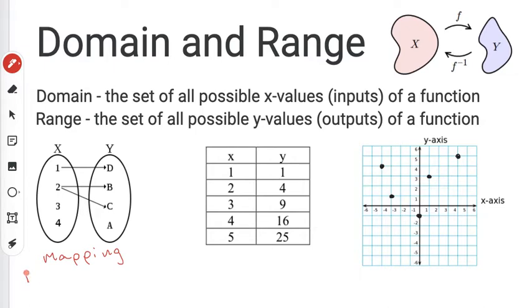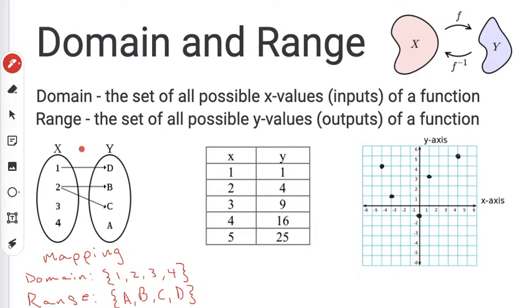So we already know what the domain is. The domain is going to be the set of all x values, or whatever's inside this x blob. It's going to be 1, 2, 3, 4. So the domain is going to be the set containing 1, 2, 3, and 4. That is the set of all x values, the domain. And then the range is going to be the set of all y values, or whatever's inside this y blob right here. So the range is going to be the capital letters A, B, C, and D. So that's the set of all y values, or the range.